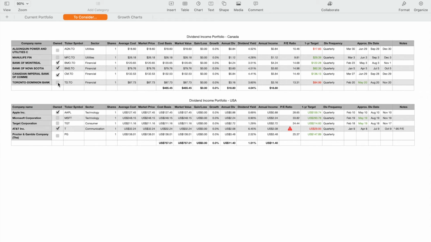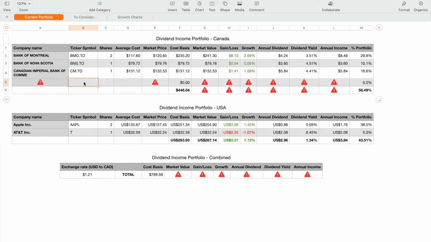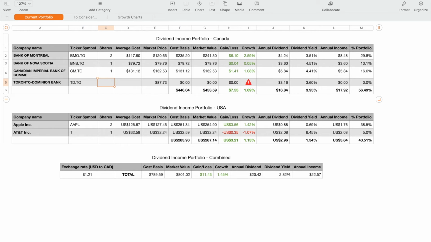So I just like to keep track of what I bought and what I didn't. So I'm going to click on this, or just check mark that cell, sorry. I'm going to go to current portfolio. Same thing, I'm going to click on the two horizontal lines in this little circle, and exact same thing as before, I'm going to add td.to, and I bought one share at $86.53. So just like that, it automatically fills everything for you.